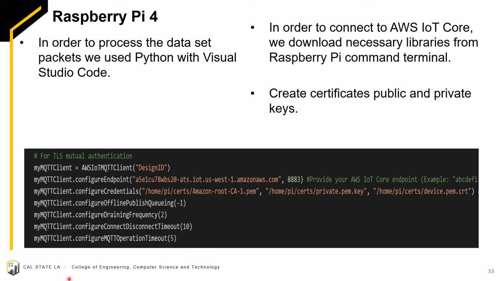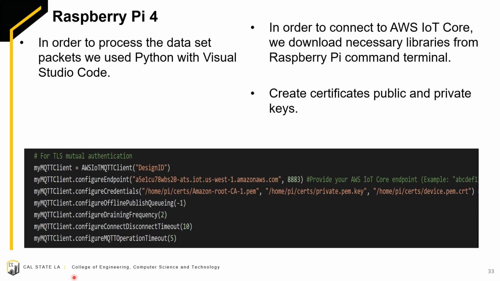Before we started making any connections to Internet of Things Core, we did need to configure. If you can see right here in the bottom left corner, these are configurations. As you can see, we did need to create an endpoint. I'll explain later how we created the endpoint. We also needed to create certificates. So as you can see here, we have one of the root certificates, and then we have the private key, and then we have one other certificate that we obtained.